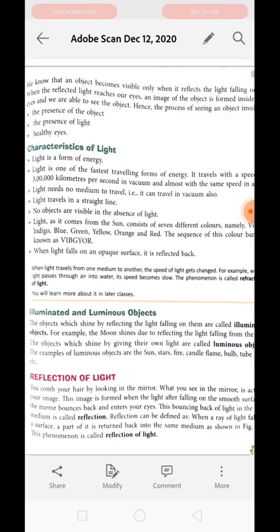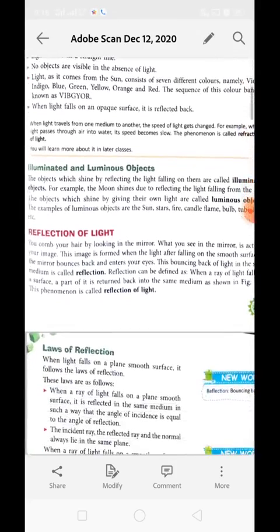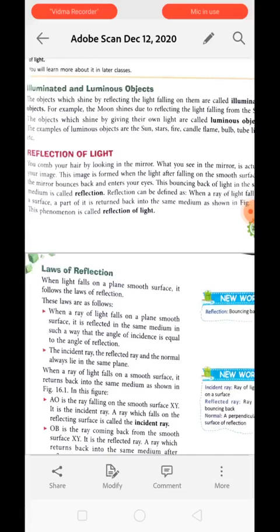For example, a bulb glows because it is producing light. Fireflies glow because they are producing light. So both of them are luminous objects. Clear? Sun, star, candle, these are all examples of luminous objects, whereas shiny jewelry and shiny diamonds are illuminated objects. Even the moon is an illuminated object.